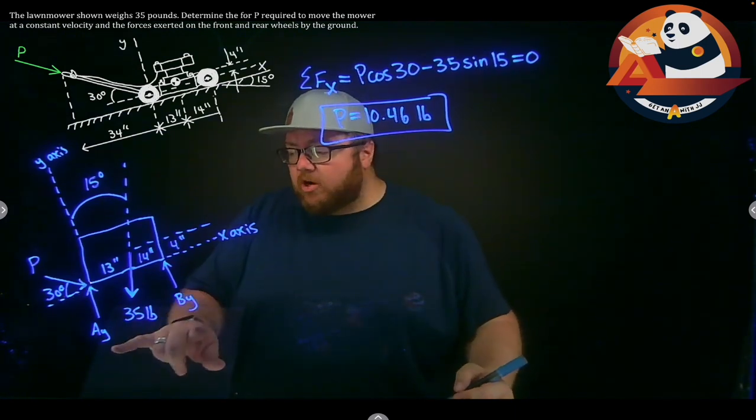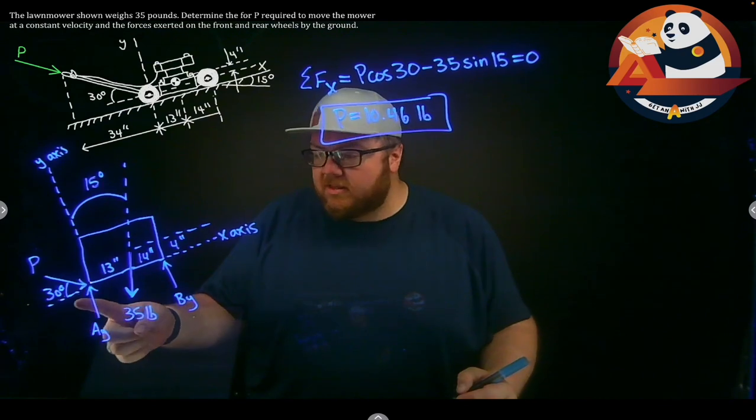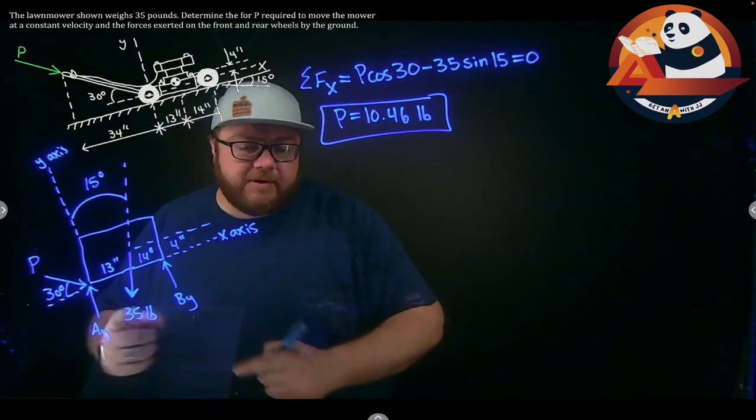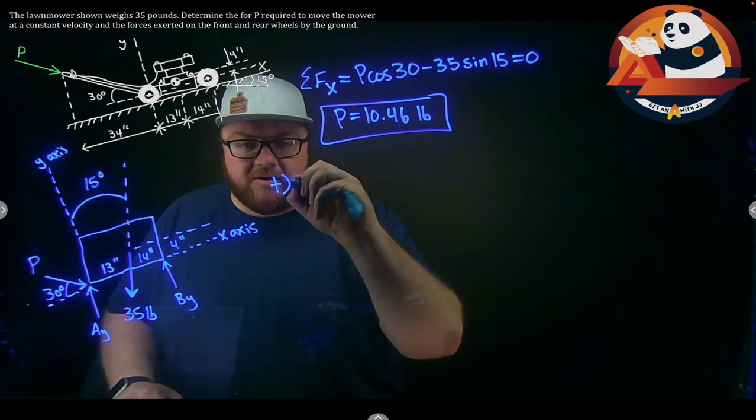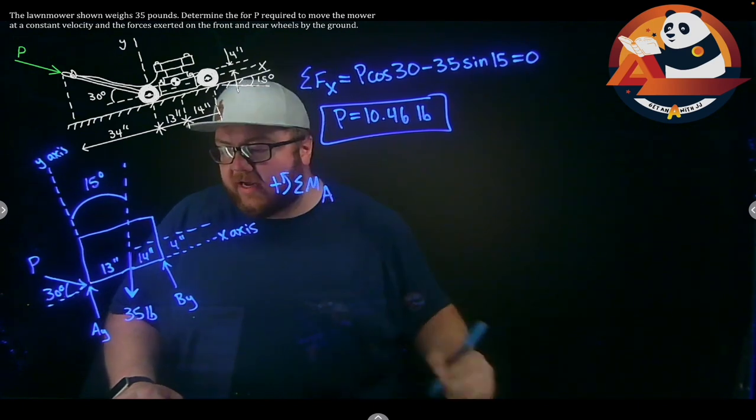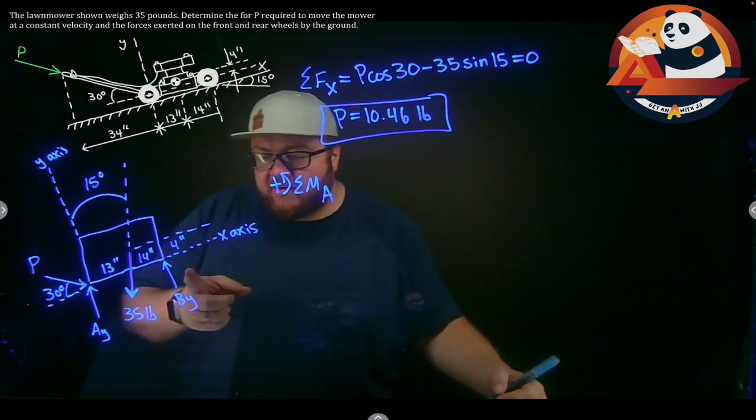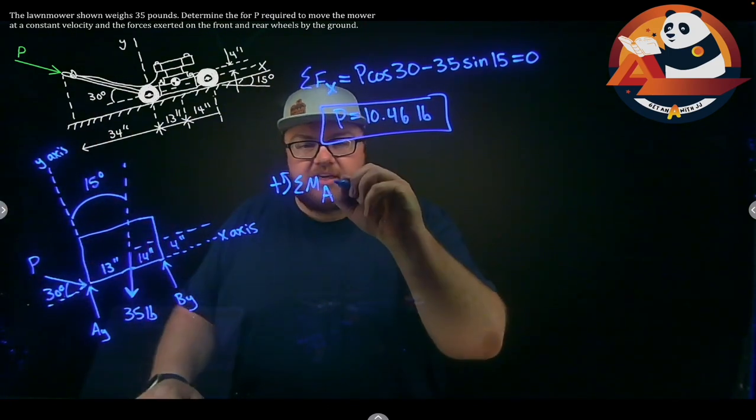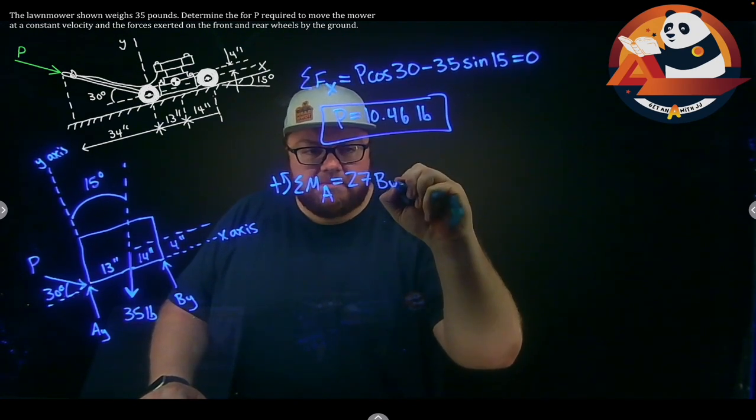From here we can come in and say, well, what about AY and BY? What do I want to do to get those? Why don't I sum moments? Let's do moments here at A. That will get rid of P and AY. B will be my only unknown. So with positive going counterclockwise, let's sum up our moments about point A. That'll get me 13 plus 14, 27 BY, and it would cause a counterclockwise rotation. So this equals 27 BY.